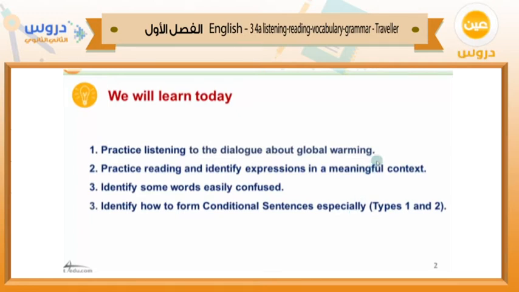So for number 1, we're going to talk about global warming. We have some listening, and I hope you prepare your headphones. For number 2, we're going to read and use some expressions in meaningful context. And also for 3, we'll have to identify some words easily confused, like work, job, hot, warm. And finally, in grammar, we'll talk about conditional sentences for all the types 0 to 3.